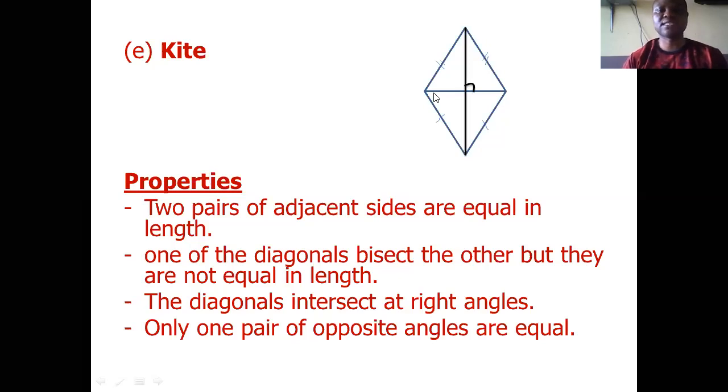The diagonals intersect at right angles. As you can see on the diagram here, it intersects at right angles. Only 1 pair of opposite sides are equal. Look at this: here is equal to here, and then here is equal to here. Only one pair of opposite sides are equal.